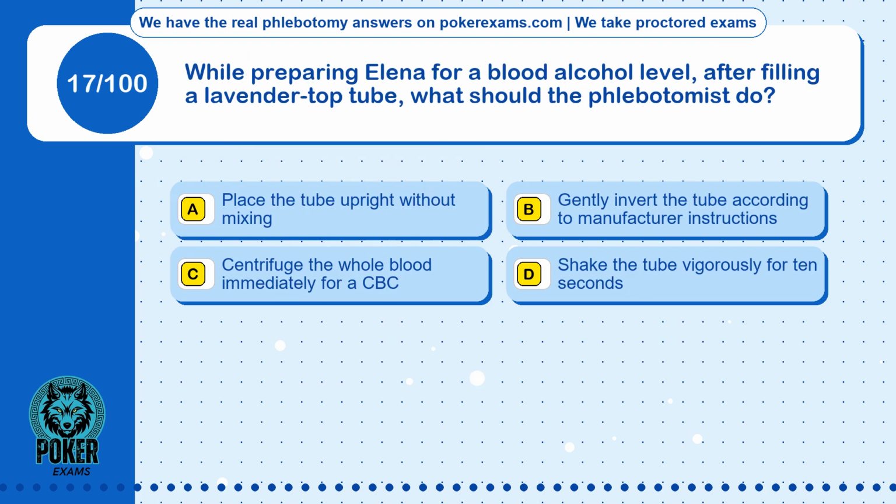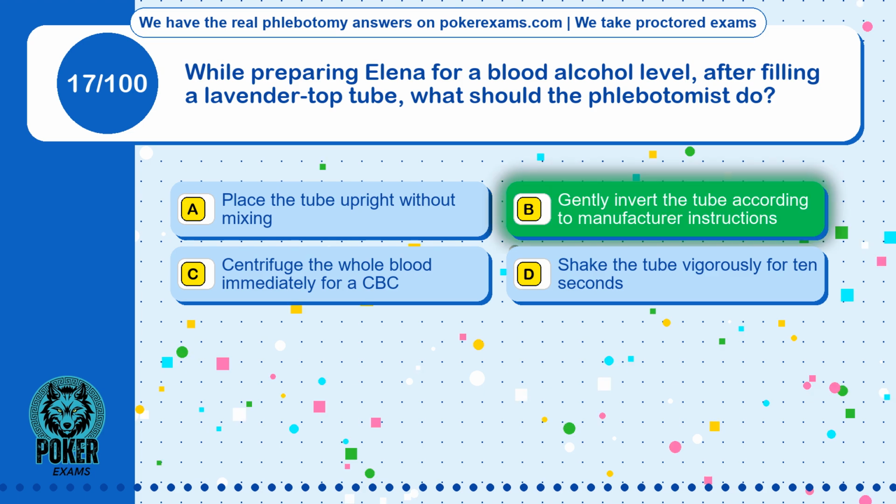Question 17. While preparing for a blood alcohol level, after filling a lavender top tube, what should the phlebotomist do? Option A, place the tube upright without mixing. Option B, gently invert the tube according to manufacturer instructions. Option C, centrifuge the whole blood immediately for a CBC. Option D, shake the tube vigorously for 10 seconds.